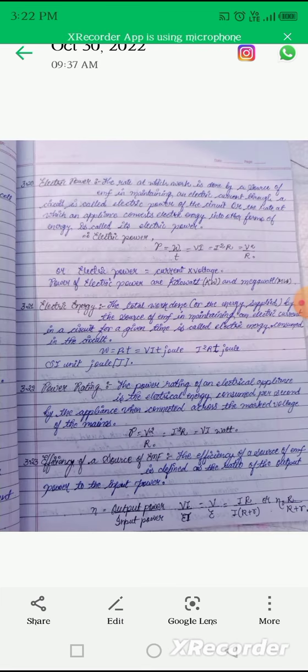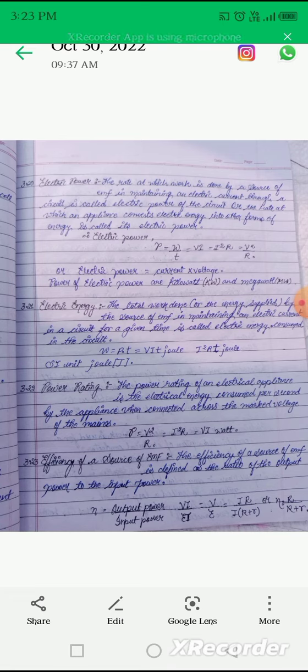Topic 3.20, Electric power. The rate at which work is done by a source of EMF in maintaining an electric current through a circuit is called the electric power of the circuit, or the rate at which an appliance converts electric energy into other forms of energy is called its electric power.